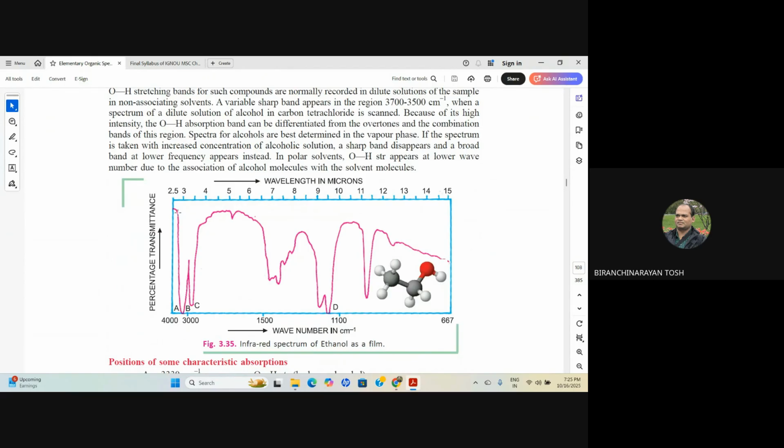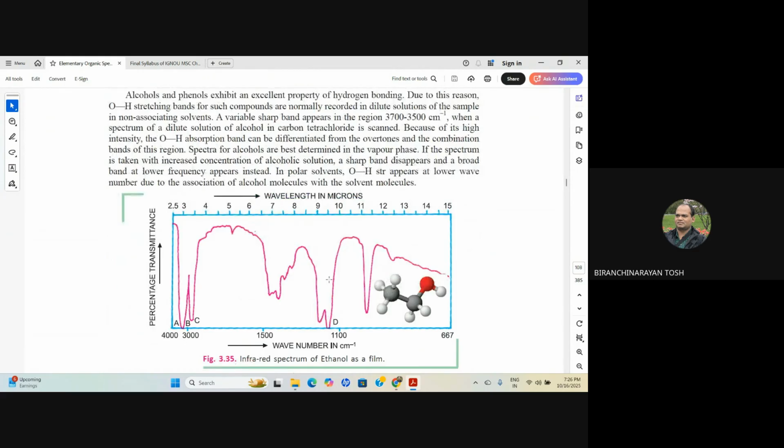That is absorbance or percentage transmittance, but here the frequency will vary. Transmittance has no role. Whether it increases or decreases, we need not bother about that. We only have to see the wave number or frequency and how it changes.